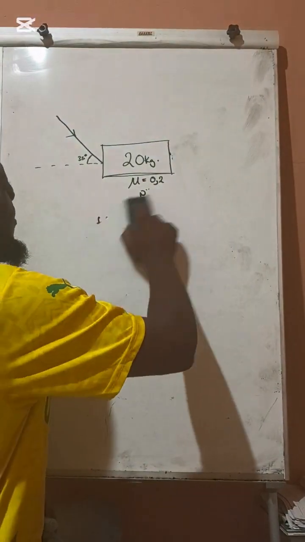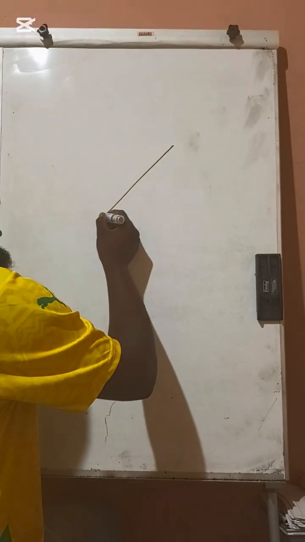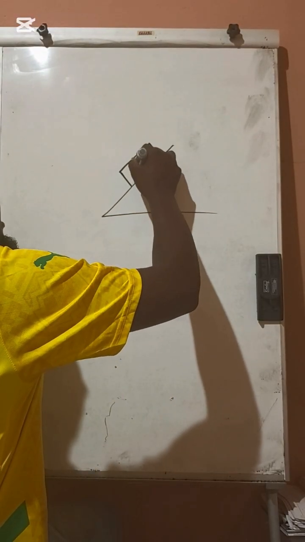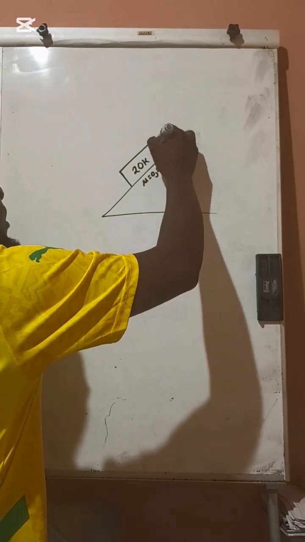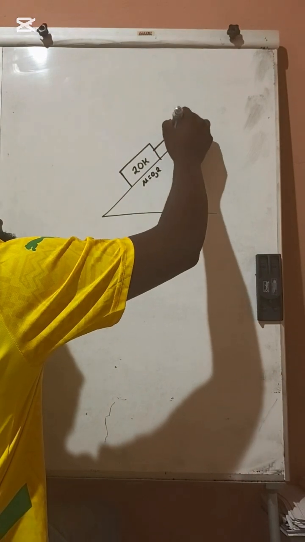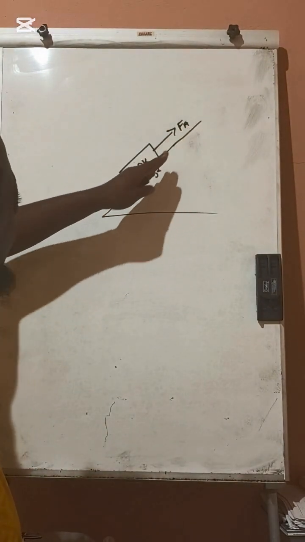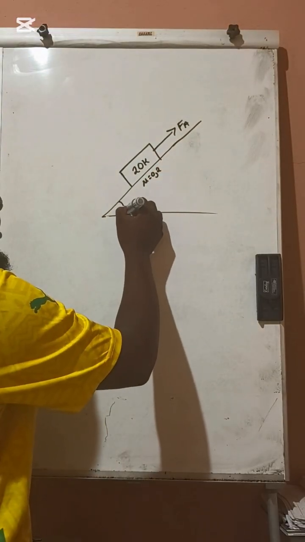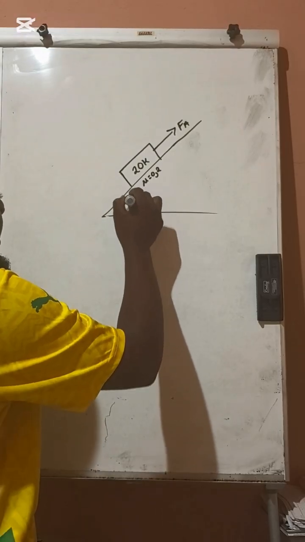The last scenario, so we are now having an object on an inclined plane. This is an inclined plane where we are having our object, same mass 20 kgs, coefficient 0.2. Then let's say there is force applied in this direction. So this is now our ground, the reference point. Our angle here will be angle theta. Let's just put a value, theta.